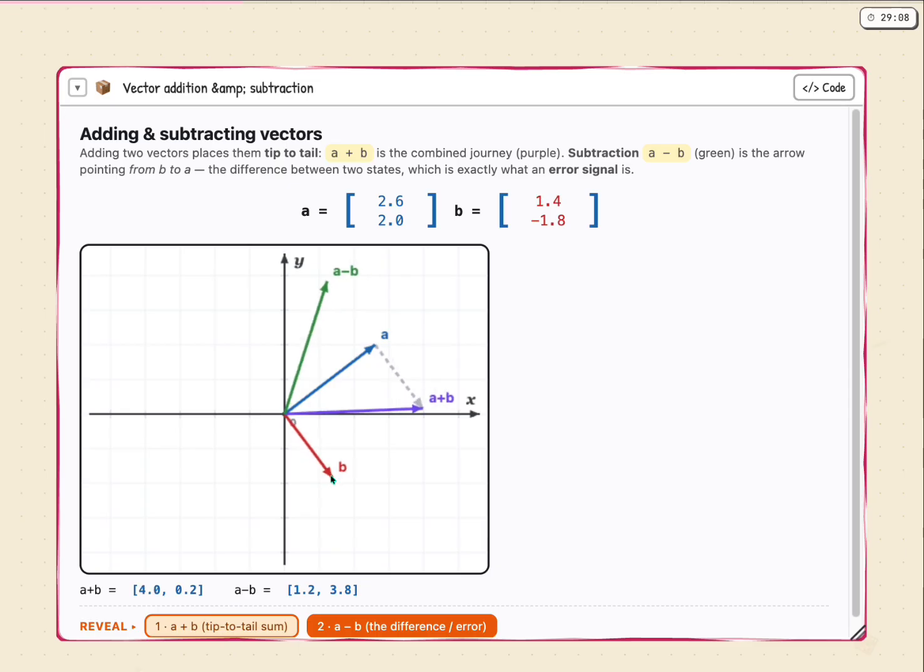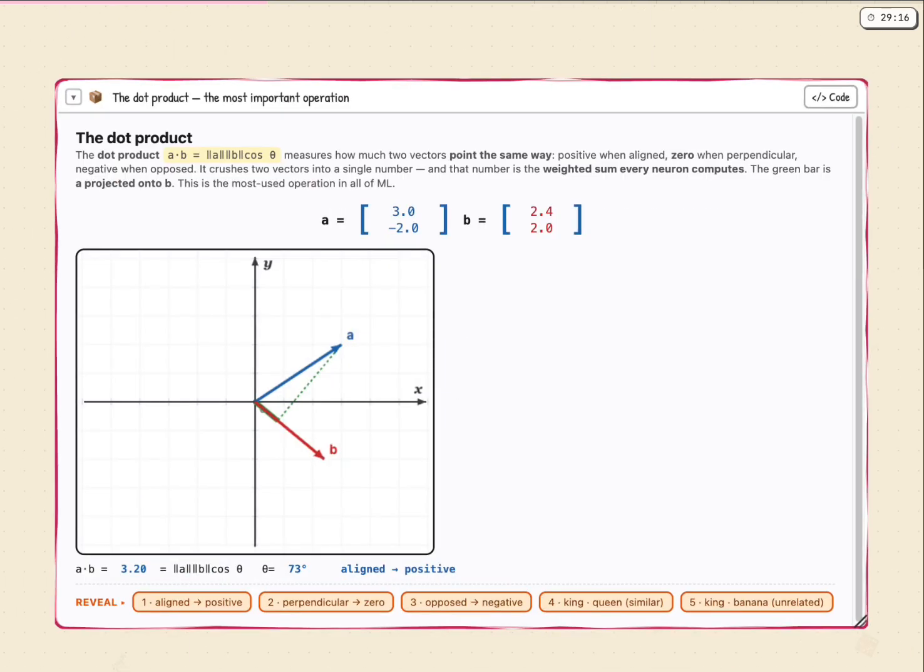If you remember one operation from this entire video, make it this one. The dot product. It is the single most used calculation in all of machine learning. And once you feel it, an enormous amount of ML suddenly makes sense. Here's the definition in words. The dot product of two vectors, a dot b, equals the length of a times the length of b times the cosine of the angle between them. Don't let that scare you. The cosine is doing all the intuition.